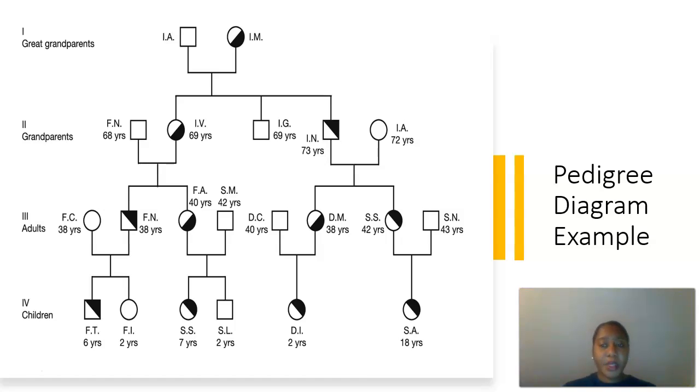So here is a pedigree diagram example with 4 generations. I'm just going to focus on the 4th generation, the children here as you see. For instance, you see that FT and FI are the offspring of FC and FN. FC, who's the mother, does not have the disorder, so she's normal, and FN has the disorder. As you see here, the daughter FI is normal and FT is a carrier. But FT does have other cousins who are afflicted with this disorder, like SS, DI, and SA.